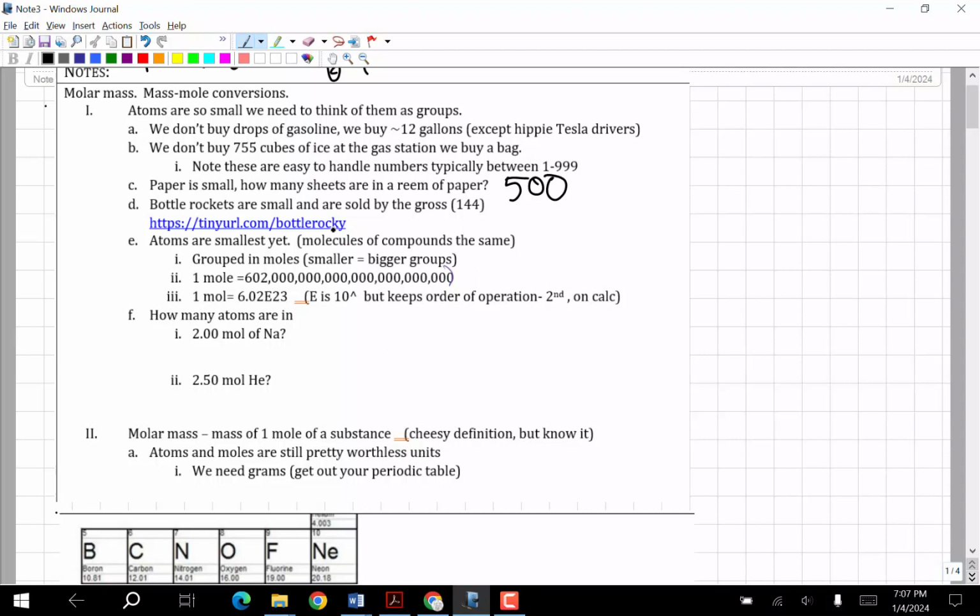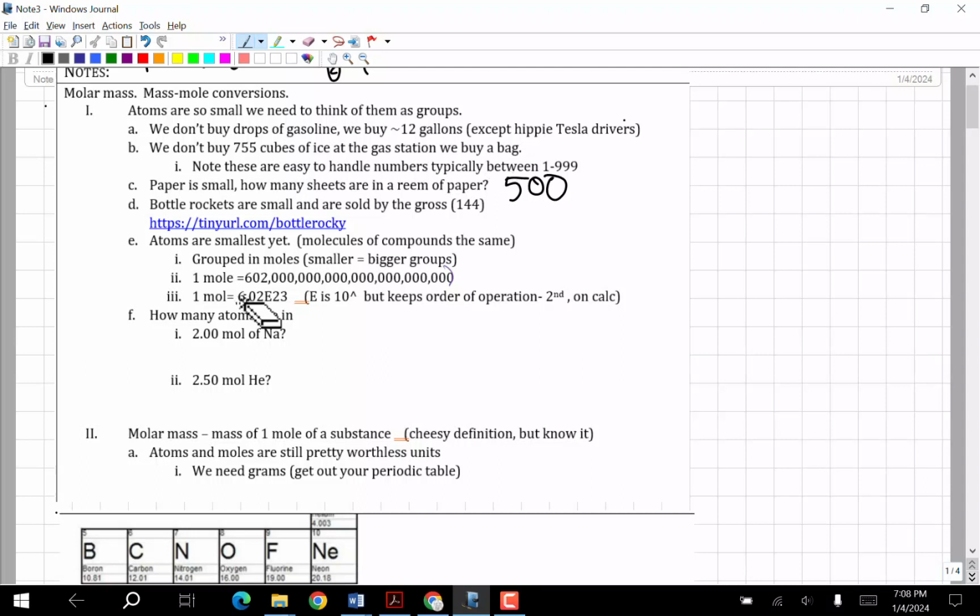Atoms are the smallest yet. Molecules of compounds are the same. So notice they're so small it doesn't really matter. They're grouped in moles. Smaller things have bigger groups. A piece of paper is smaller, and comes in 500. Okay, ice cubes are bigger. There's 755 in a bag.